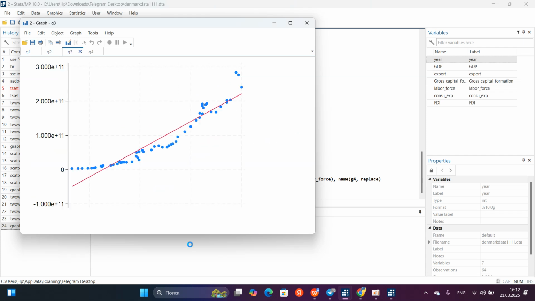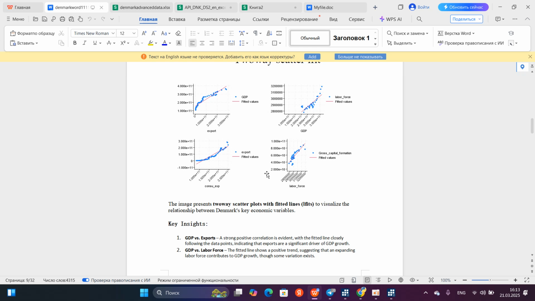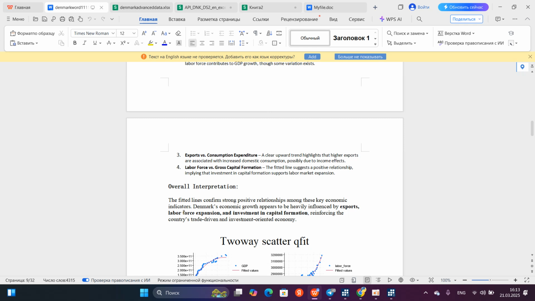So we have 4 graphs, and you can see that we have that kind of issue that I have taught before, and actually I have corrected it beforehand. You can copy and put it to your Word file. Okay, you can see here I have corrected the mistakes. The image presents two-way scatter plots with fitted lines to visualize the relationship between Denmark's key economic variables. Let's read the overall interpretation. The fitted lines confirm strong positive relationships among these key economic indicators. Denmark's economic growth appears to be heavily influenced by exports, labor force expansion, and investment in capital formation, reinforcing the country's trade-driven and investment-oriented economy.